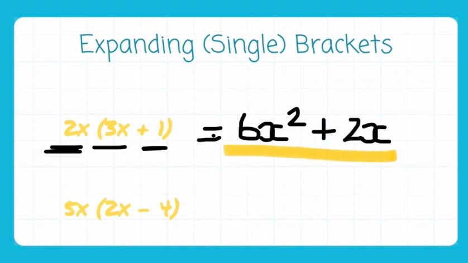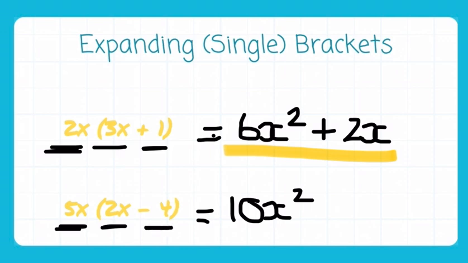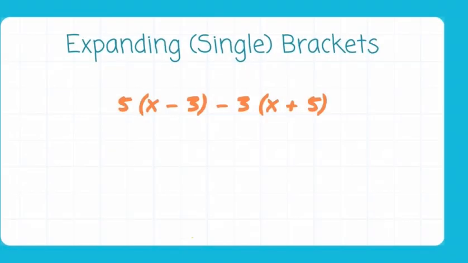And onto another example, we take this 5x, we times it by 2x. This gives us 10x squared. Take this 5x again, times it by minus 4. That gives us a minus 20x. And there we go. Now, what we have here is the same thing, just slightly longer. So let's have a go at this one.